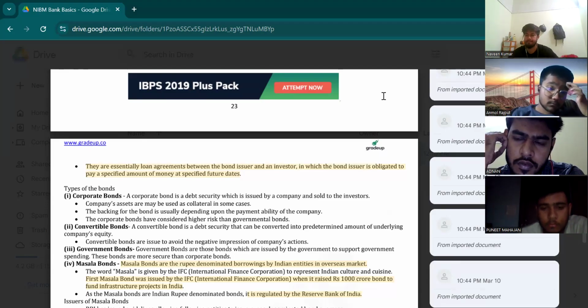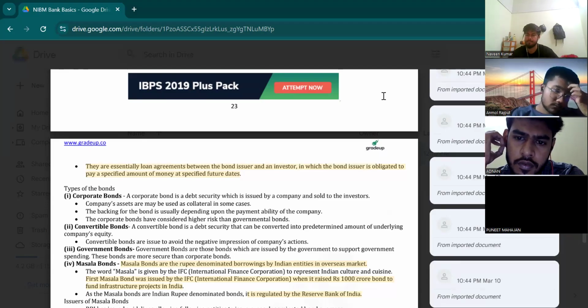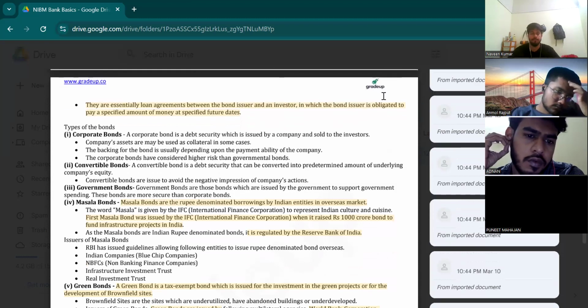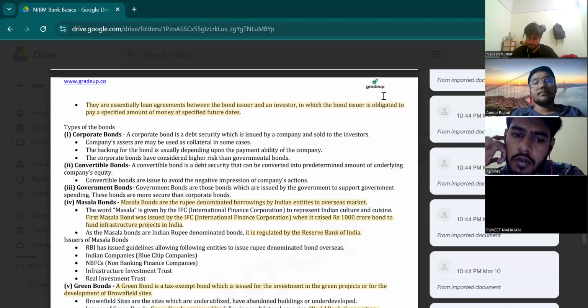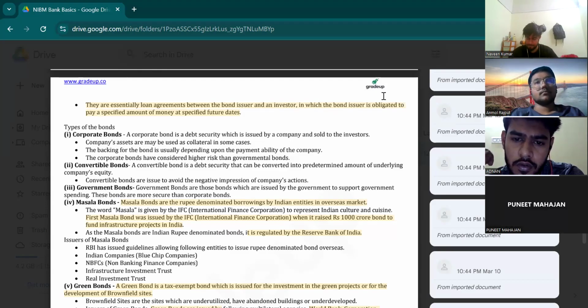Suppose today I released a bond of 12 lakh rupees, and this is a corporate bond. Any corporate will issue, that is a corporate bond. Any government will issue, that is a government bond. Convertible bonds means the same bonds can be exchanged or converted into equity if they are defaulting, if they don't have money to pay at the maturity time.